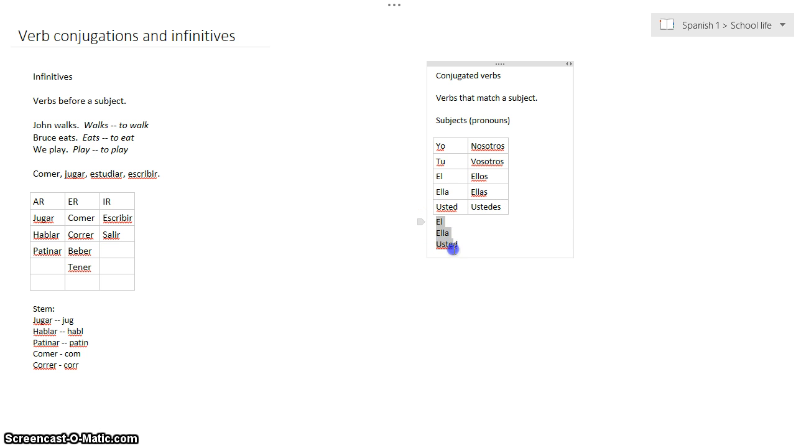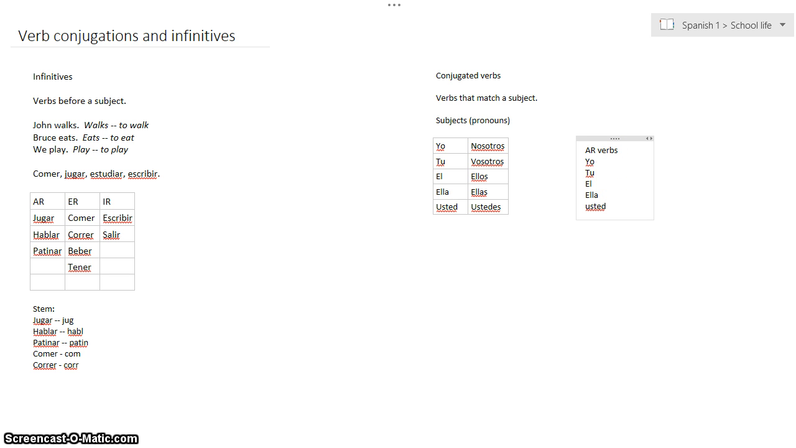Okay, so now, if we have the people, we have to make the verb match the people. So here's the way it's going to work for the first type of verb, which over here is AR verbs. We're going to just focus on AR verbs first. So let's see what AR verbs do. Let's start with yo, then we'll do tú, then we'll do él, ella, usted.